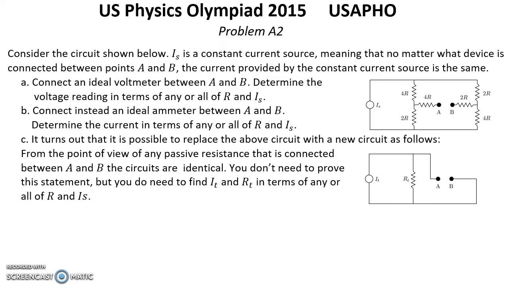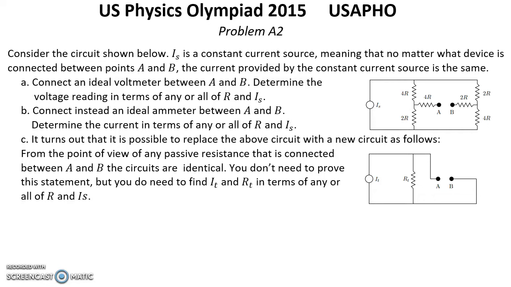I_S is a constant current source, meaning that no matter what device is connected between points A and B, the current provided by the constant current source is the same. Question A. Connect an ideal voltmeter between A and B. Determine the voltage reading in terms of any or all of R and I_S.